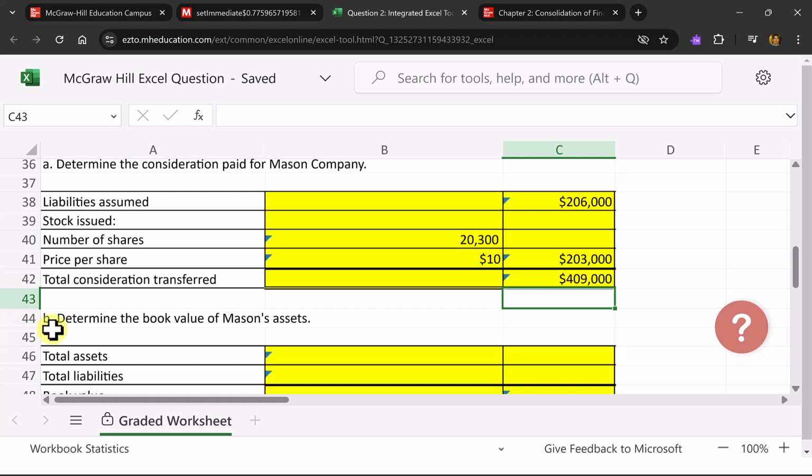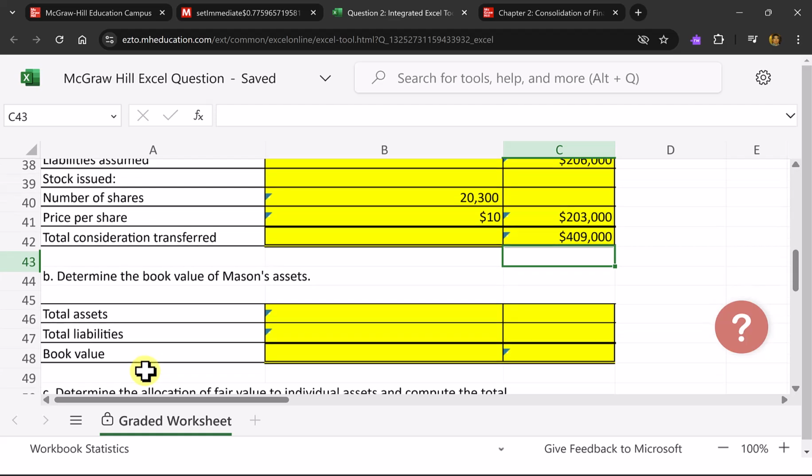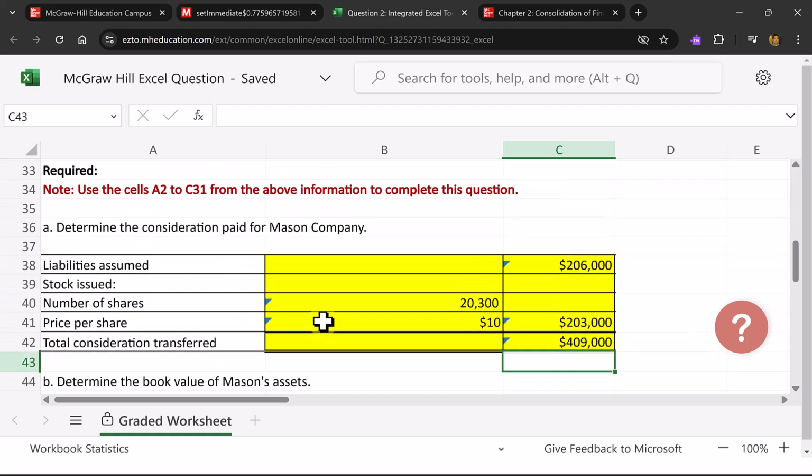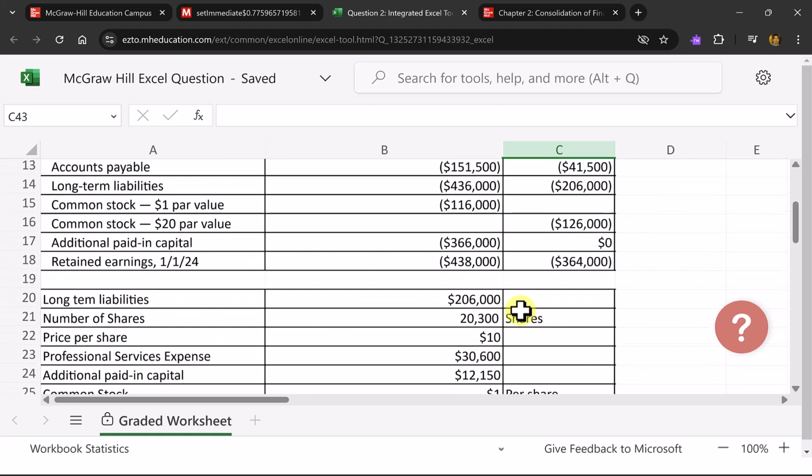Okay. In step B, determine the book value of Mason's assets. So let's grab the total assets. Is it up here? A total figure?